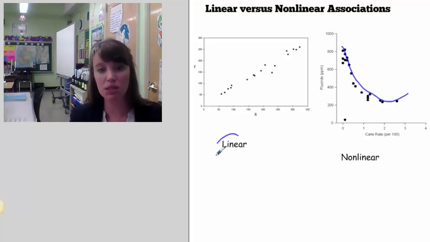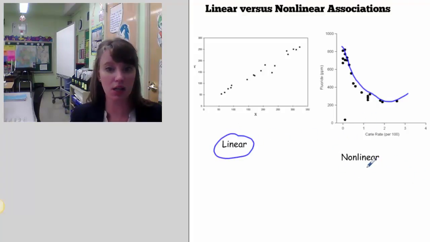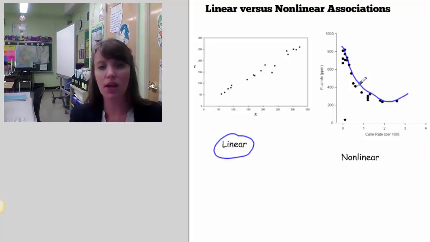We're going to mostly be studying linear associations and not nonlinear ones, but there's absolutely plenty of relationships, especially in biology and chemistry, in the sciences, that are nonlinear relationships, nonlinear associations.